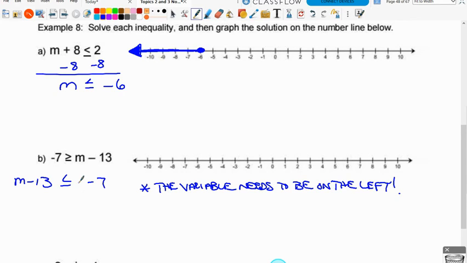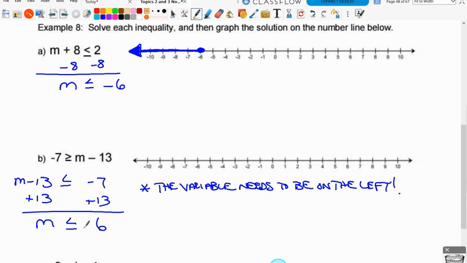Now the variable is on the left, but it's not alone. It's got that -13. So I'm going to have to add 13 on the left, which means I'll add 13 on the right. On the left-hand side, -13 plus 13 is 0, leaving us with m. And on the right, -7 plus 13 is equal to 6. And adding, again, will always preserve the inequality symbol. So m is less than or equal to 6.